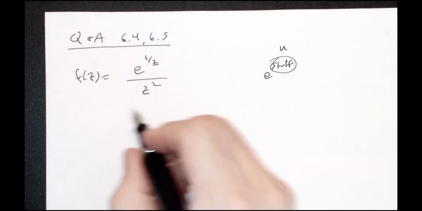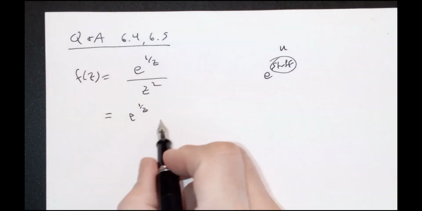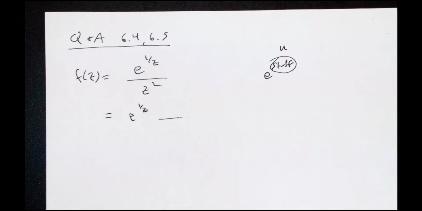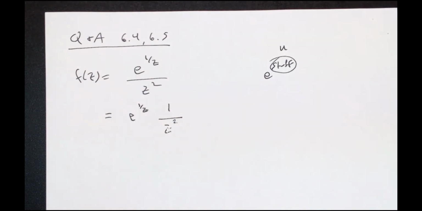So let's rewrite this and put the e to the 1 over z out in front. What would I be left with? If I took the e to the 1 over z off the top of the fraction, what would I have as the fraction? And now I can see if I can find a u and a du when it's written like that.